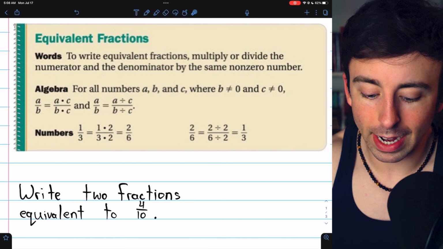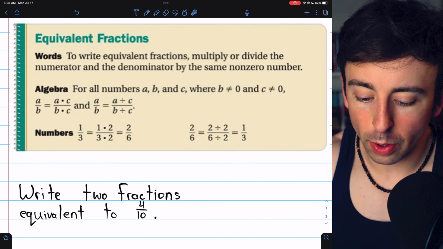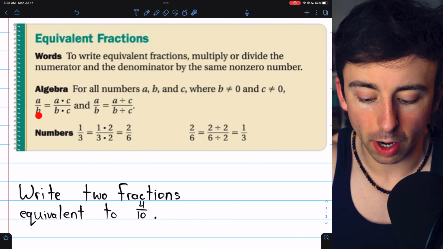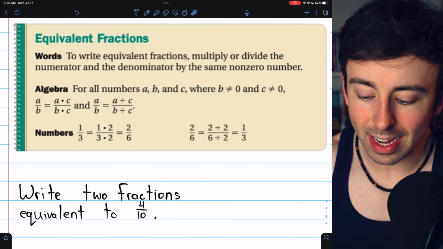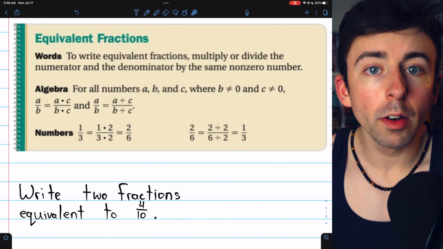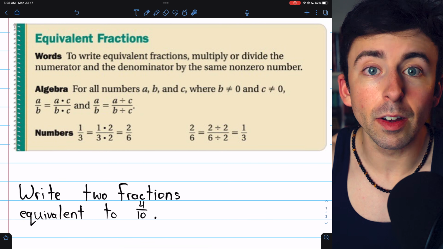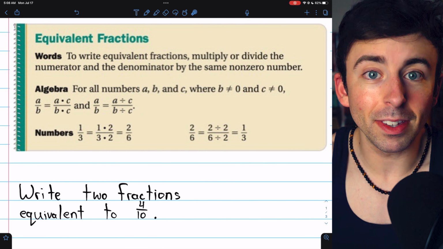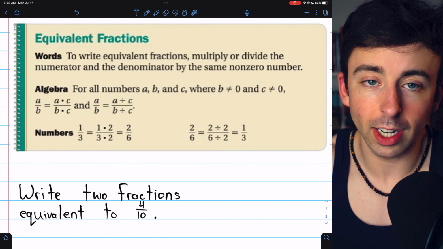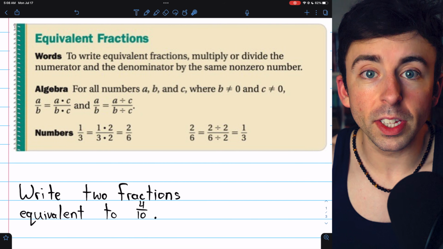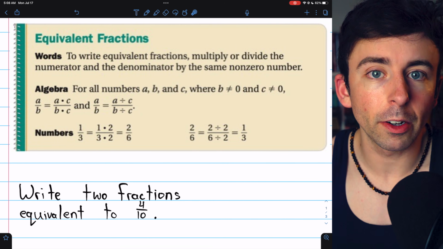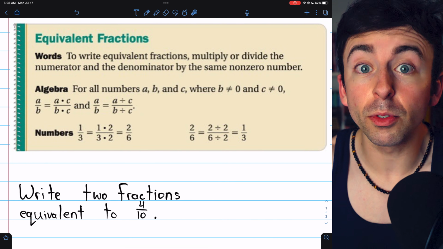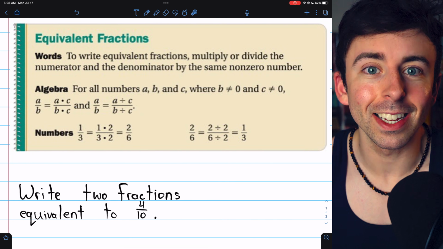You can see that written out with letters here. Notice that b is not allowed to equal 0 because we can't have 0 in the denominator, and c is not allowed to equal 0 for pretty much the same reason. If we multiply the top and bottom by c, well, c can't be 0, otherwise that would force the denominator to be 0. On the other hand, if we divide the numerator and denominator by c, again, c can't be 0 because we can't be dividing by 0.